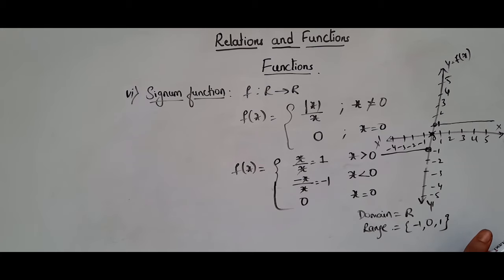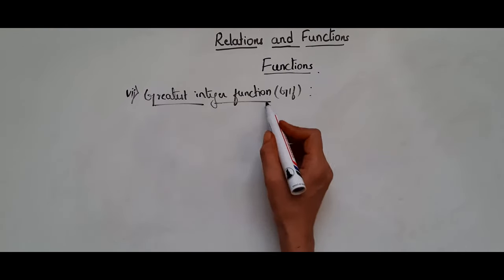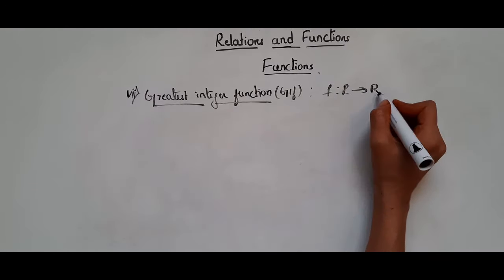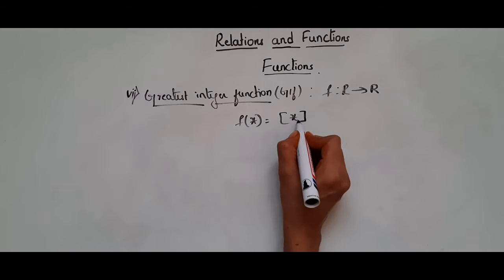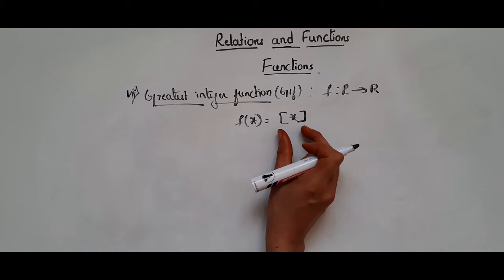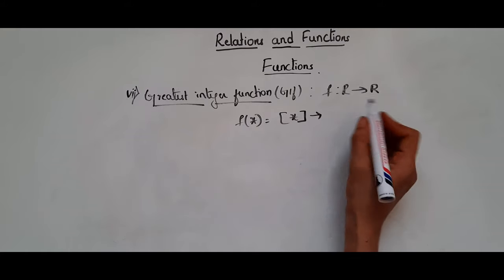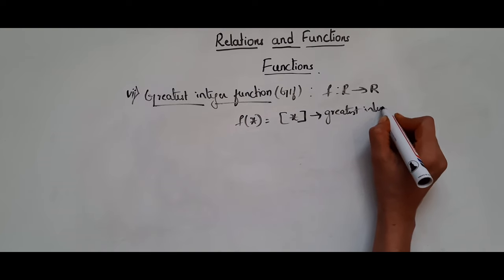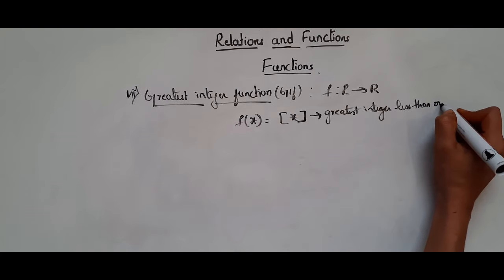Now let's see the seventh function, that is greatest integer function, which is also called the GIF function, where the function is defined from R to R. The function is of the form f of x is equal to x within the square bracket. Now what is this? This will give you the value: the greatest integer less than or equal to x.